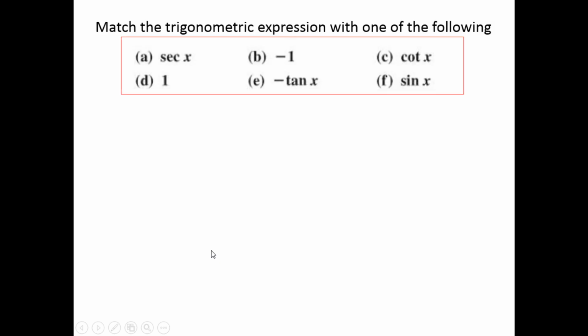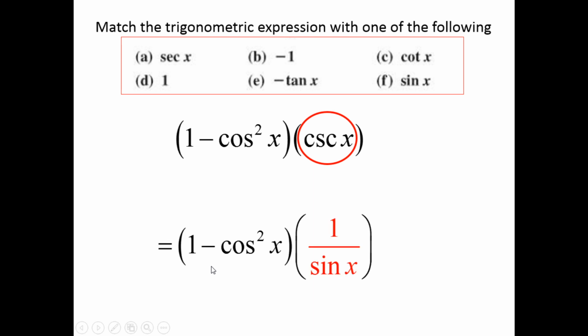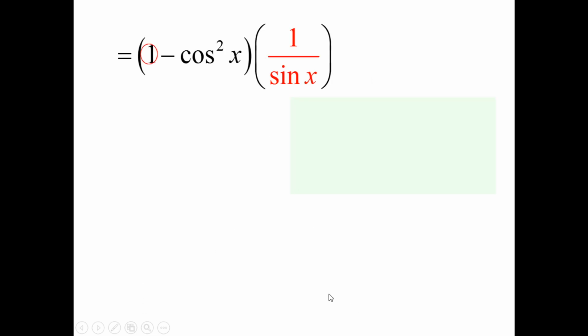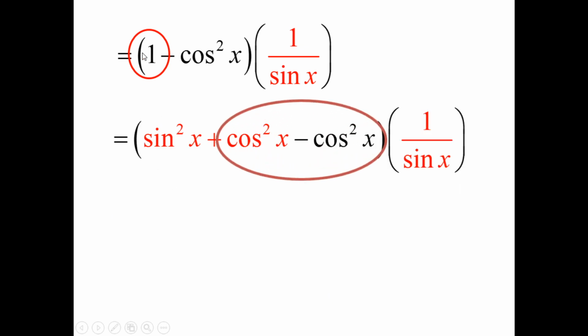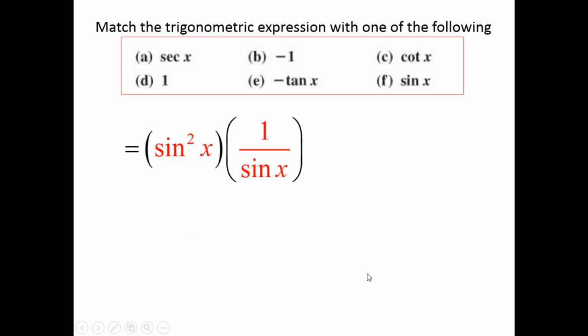And here's another one. Let's say we have 1 minus cosine squared of x and cosecant of x. Again, cosecant of x can be written as 1 over sine, and then 1 minus cosine squared of x. This is just the Pythagorean identity, which is sine squared of x. Or you can rewrite it using the original Pythagorean identity and combine like terms, so we're left with sine squared of x. Then cross-cancel, reducing the power by 1, so we have sine of x to the first power.